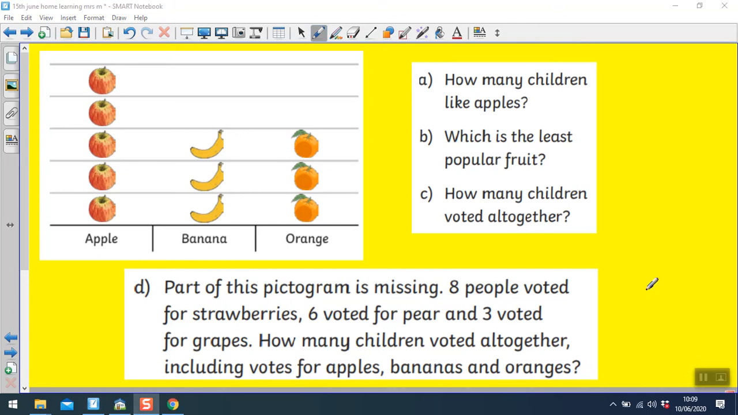So the next question is, part of this pictogram is missing. 8 people voted for strawberries, 6 voted for pear, and 3 voted for grapes. How many children voted altogether, including votes for apples, bananas, and oranges? Pause the video while you work it out.